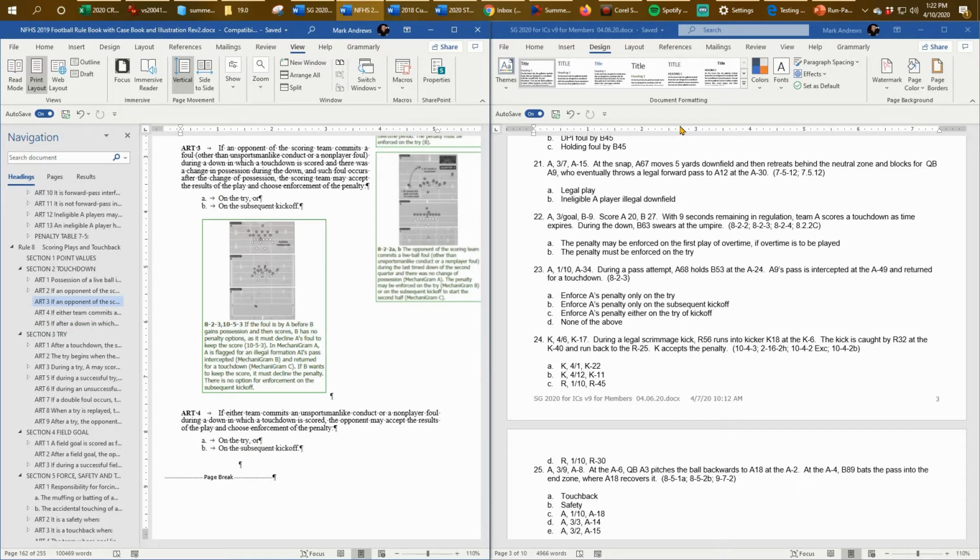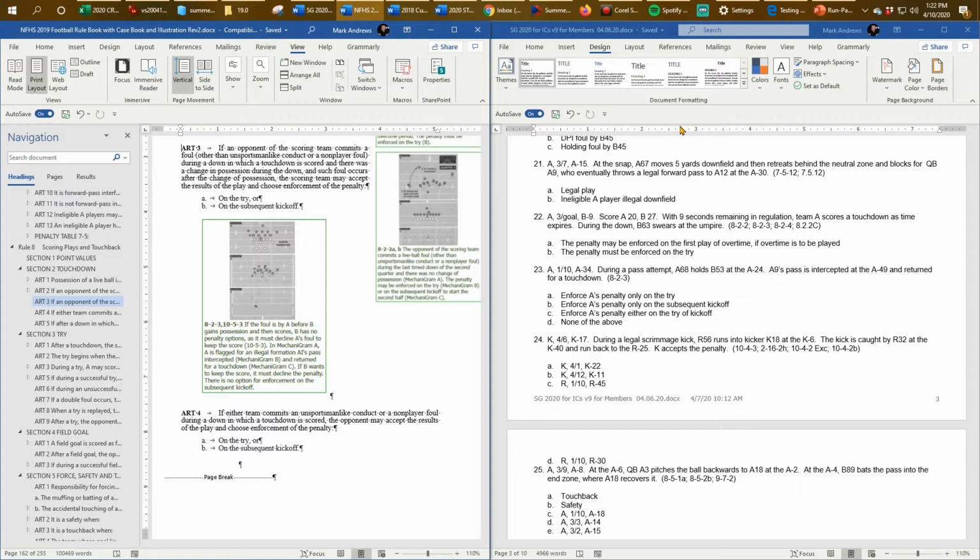Question 23. A first and 10 at the A34. During a pass attempt, A68 holds B53 at the A24. A9's pass is intercepted at the A49 and returned for a touchdown. Do we enforce A's penalty only on the try, only on the subsequent kickoff, on either the try or the kickoff, or none of the above?